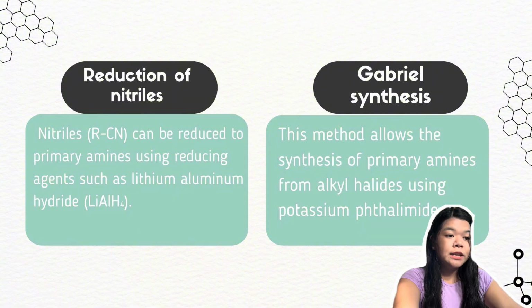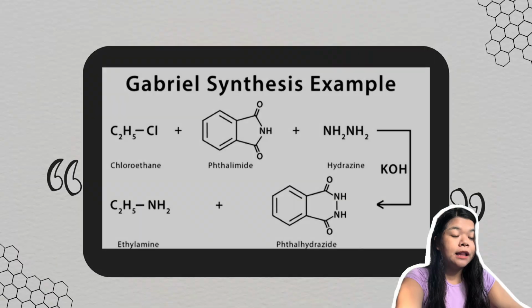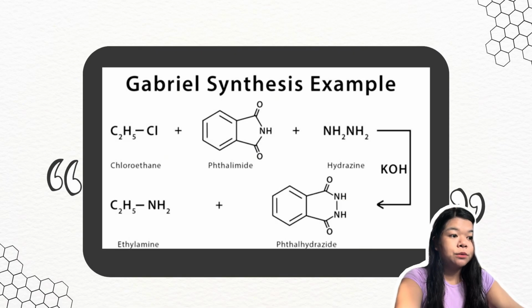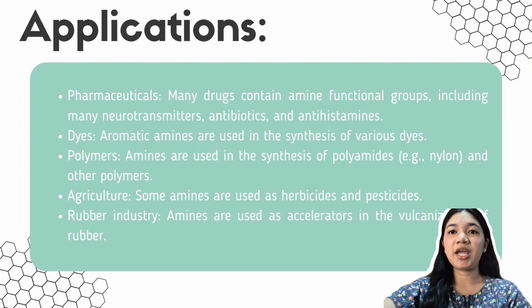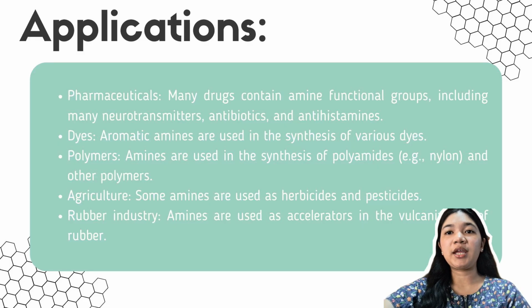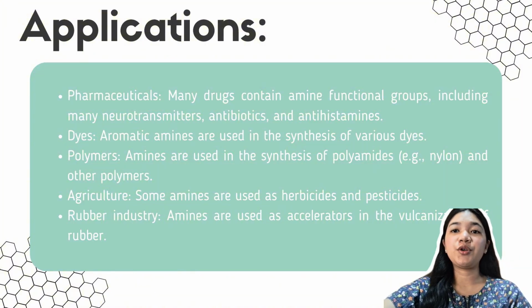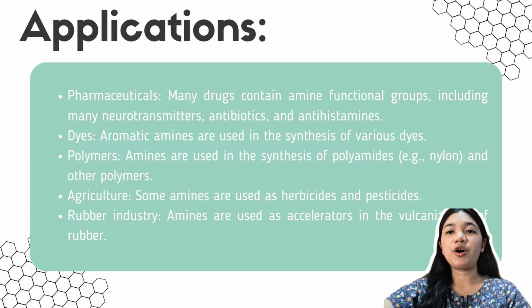And the last one is Gabriel synthesis. This method allows the synthesis of primary amines from alkyl halides using potassium phthalimide. For this part, I am going to discuss the applications of amines. First, for pharmaceuticals, many drugs contain the amine functional group, including many neurotransmitters, antibiotics, and antihistamines.